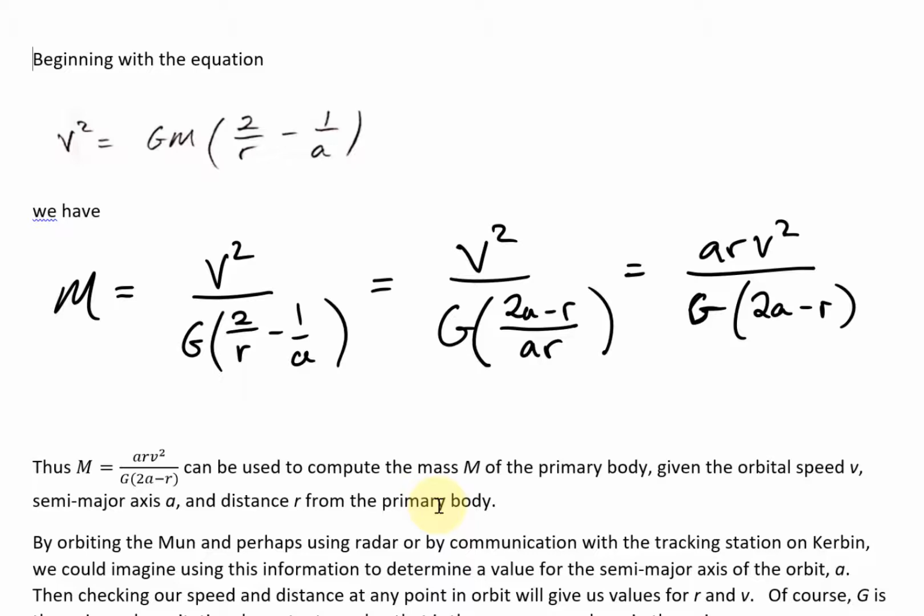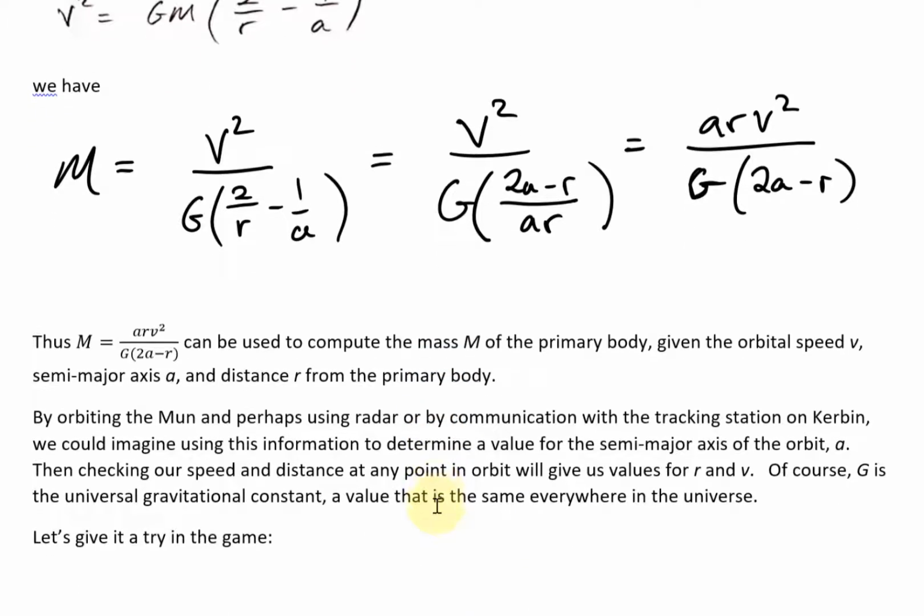And actually, we've got to be careful with that. It is not just simply the altitude, it's the radial distance to the center of mass of the primary body. So we have to include the radius of the Mun.